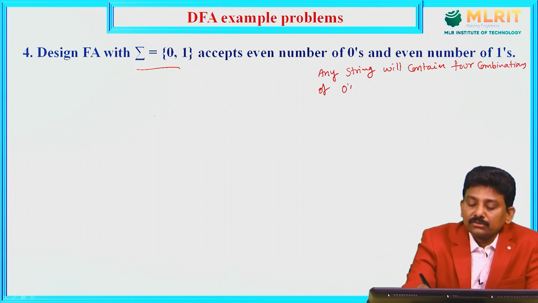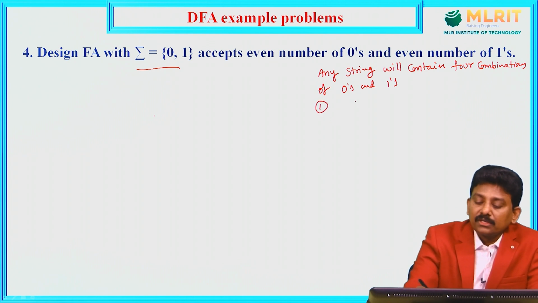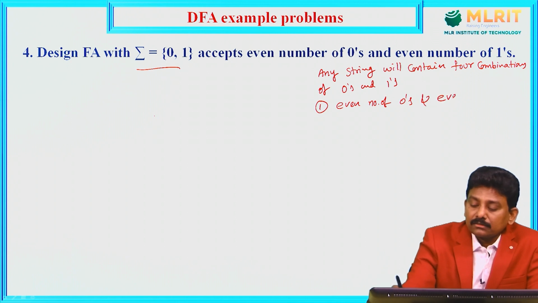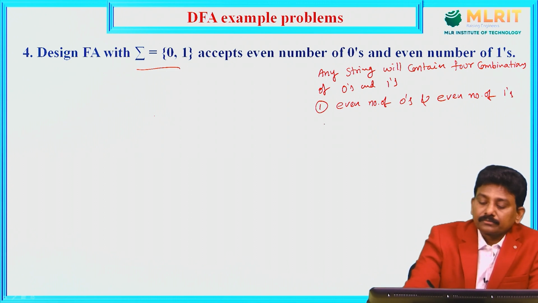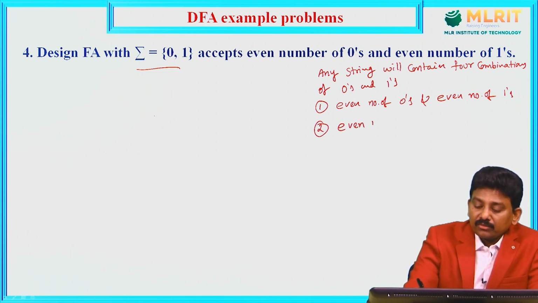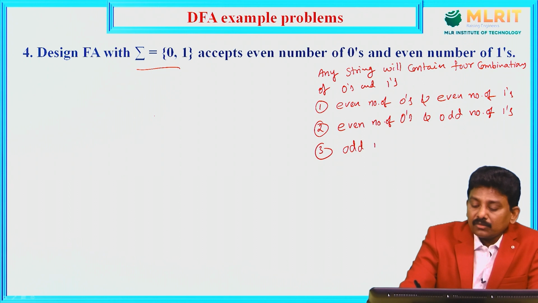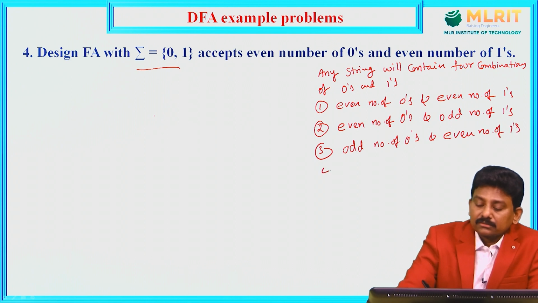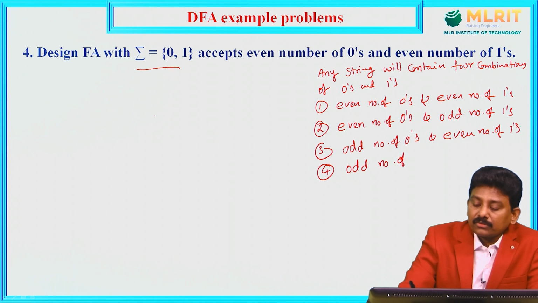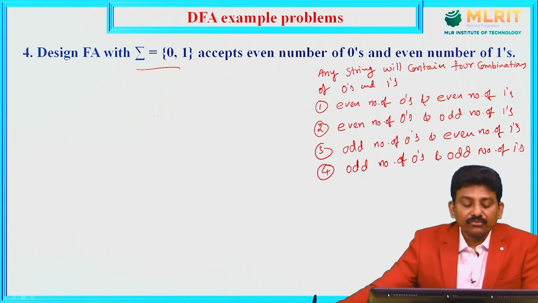They are: first, even number of zeros and even number of ones. Second combination, even number of zeros and odd number of ones. Next, odd number of zeros and even number of ones. Last combination, odd number of zeros and odd number of ones. 4 combinations, so we need 4 states.